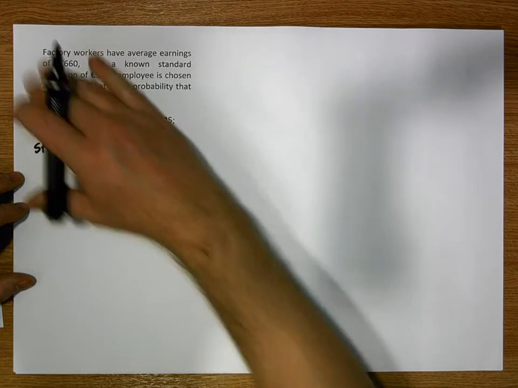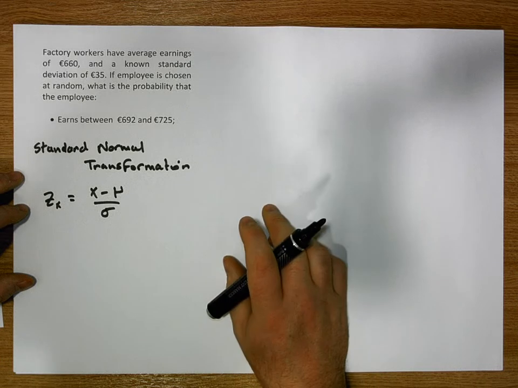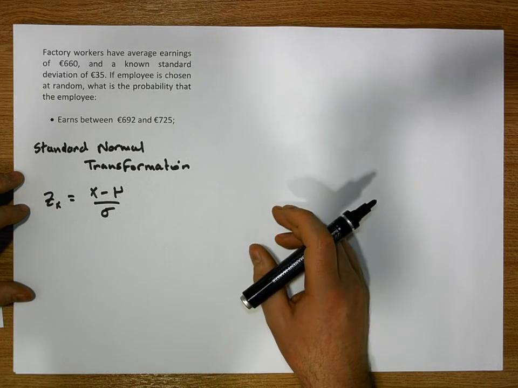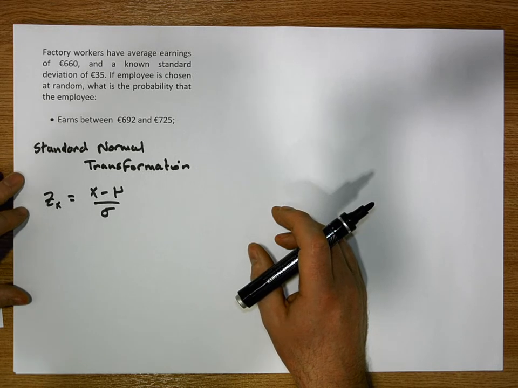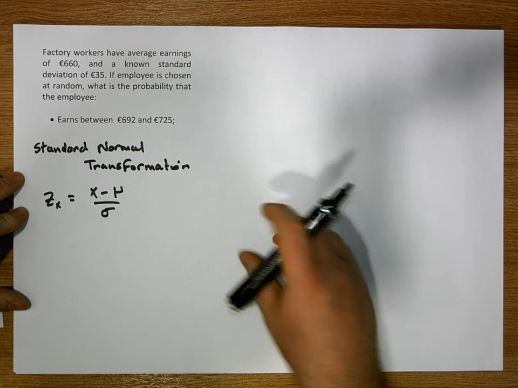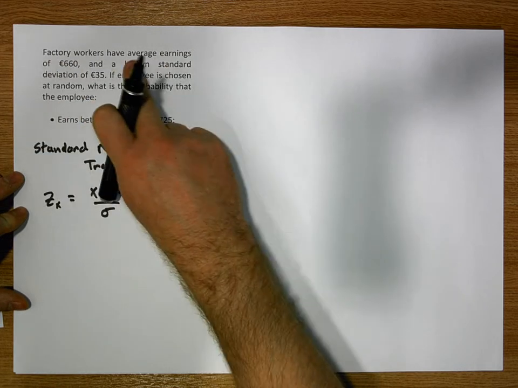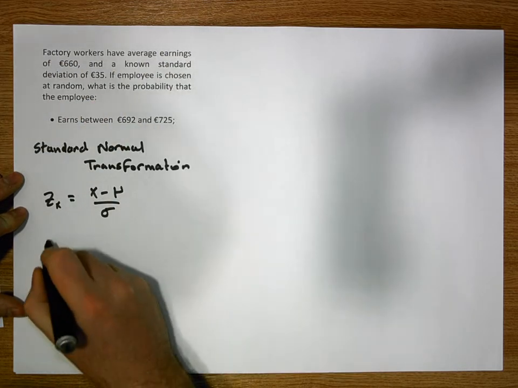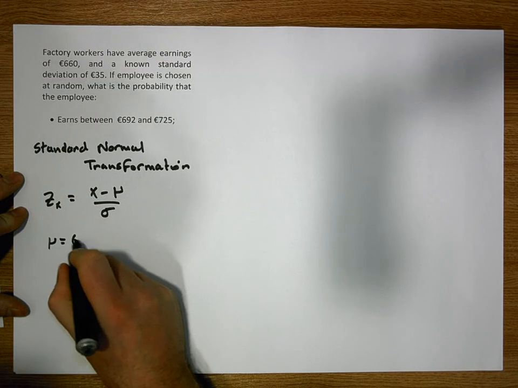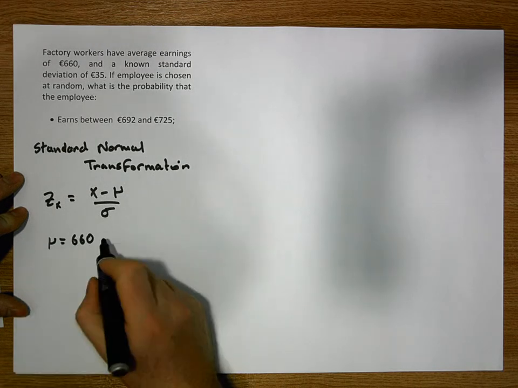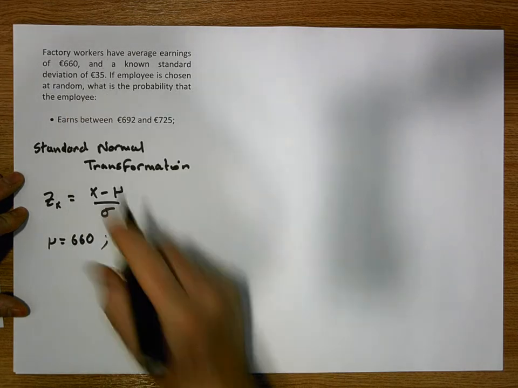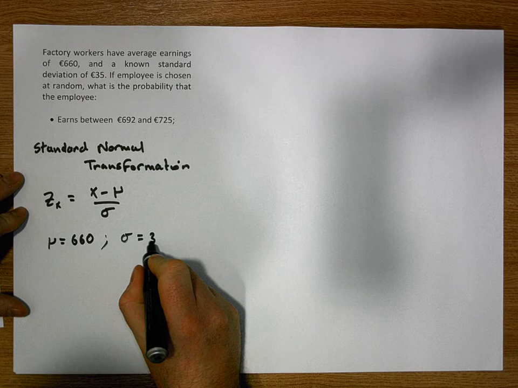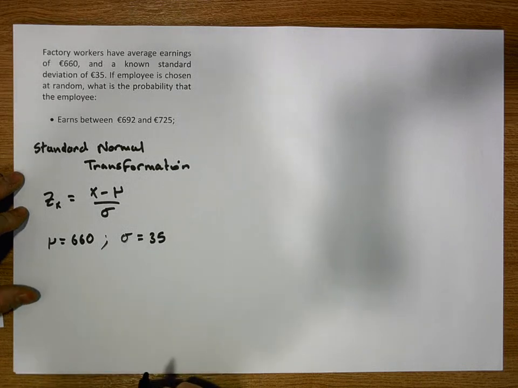Okay, so the first thing that we'll always do is try to understand the population that we're dealing with. And to understand the population, what we should always ask ourselves is, what are the population parameters? What is the population mean, and what is the population standard deviation? So in this case, we know that factory workers have average earnings of 660 euros. So the population mean is equal to 660, mu is equal to 660. That's the mean value of the population. And the standard deviation is equal to 35 euros, so sigma is equal to 35, sigma being this population standard deviation.